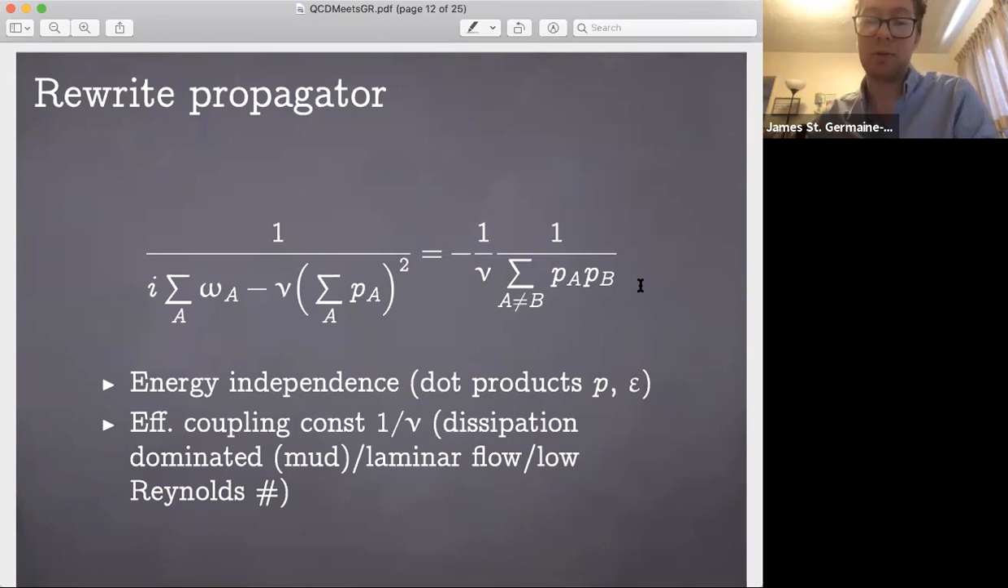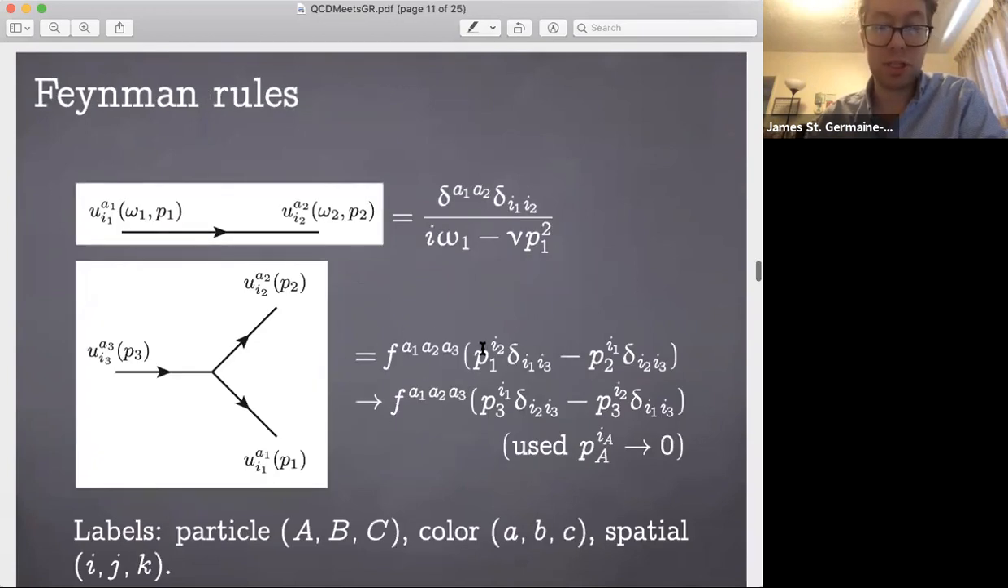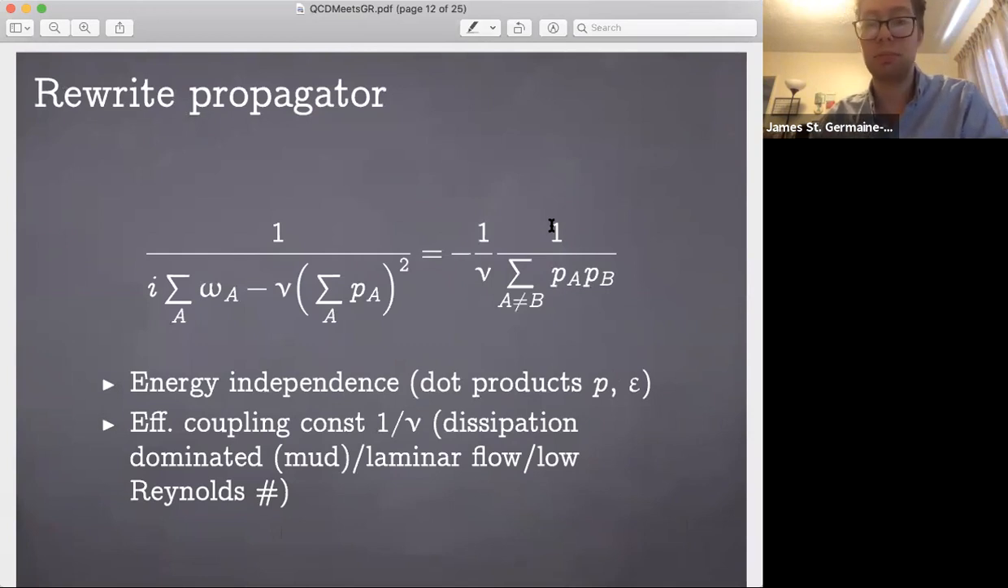So the other thing I learned is the effective coupling constant for the theory is 1 over nu. That is, the vertices are independent of a coupling constant. The only place the coupling constant shows up is in the propagator. So this series solution we're constructing is going to be a good approximation when nu is large. That is, when you have laminar flow, or in other words, when the fluid is highly dissipative. So you sort of hit it and the waves quickly dissipate.